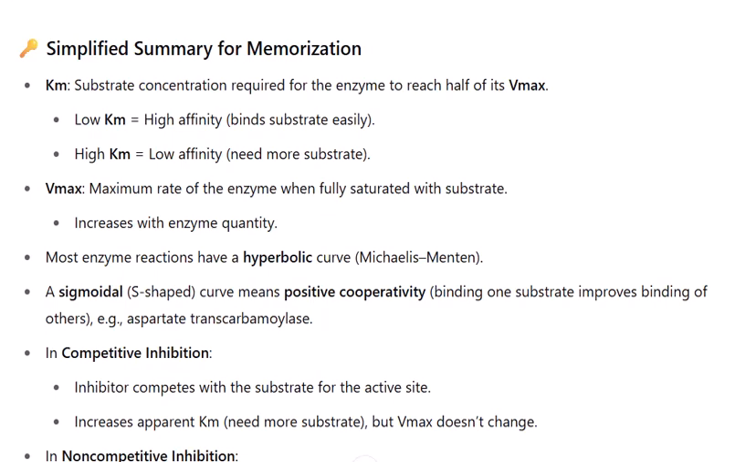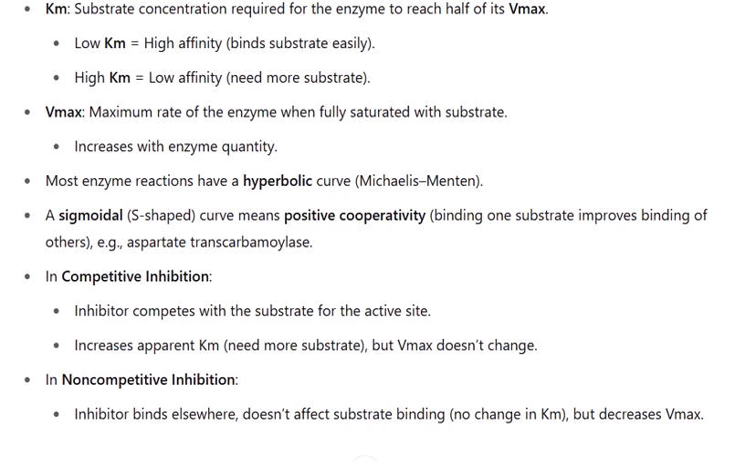Km is the substrate concentration required for the enzyme to reach half of its Vmax. Low Km equals high affinity, binds substrate easily. High Km equals low affinity, need more substrate. Vmax, maximum rate of the enzyme when fully saturated with substrate. Increases with enzyme quantity. Most enzyme reactions have a hyperbolic curve, Michaelis-Menten.